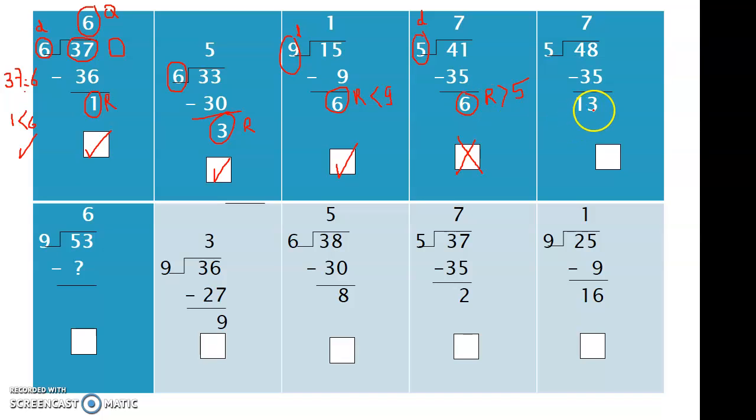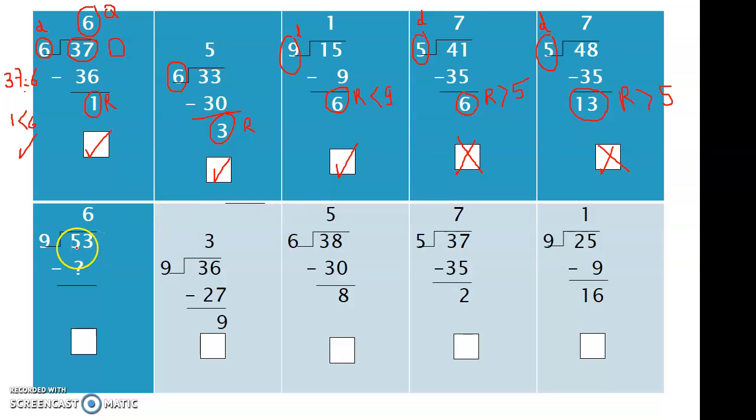Okay. Now, remainder equals how much? 13. Divisor how much? 5. Is the operation correct? Is 13 less than 5? No, it's bigger than 5. So we can make groups of 5. We can make more groups of 5. So is it correct? No, it's wrong.